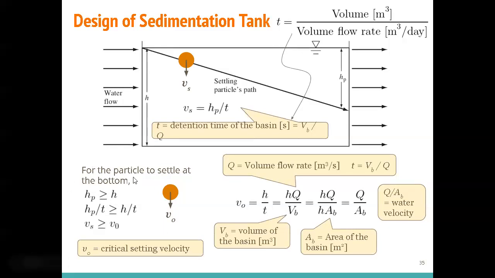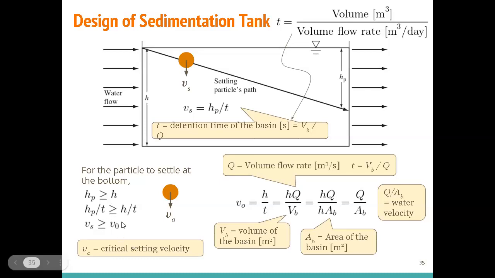So for the particle to settle at the bottom, we want this HP, the height for the particle, to be larger than the height of the tank, which is the H here. We want that to be larger, and we divide both sides by T, the detention time. And we know that your particle velocity should be larger than some velocity, V0, which is what we call the critical settling velocity. So your velocity should be higher than or equal to V0.